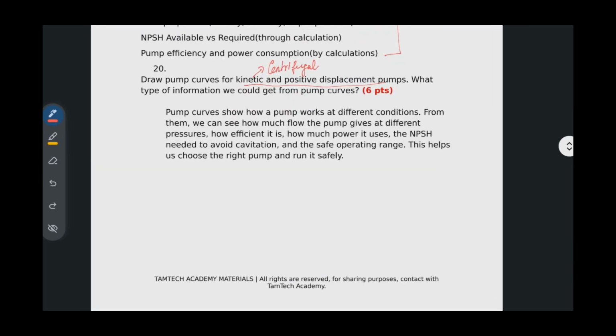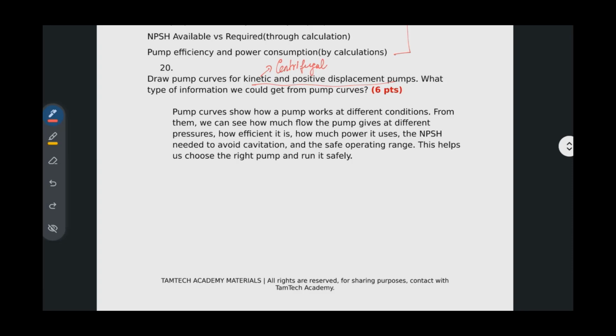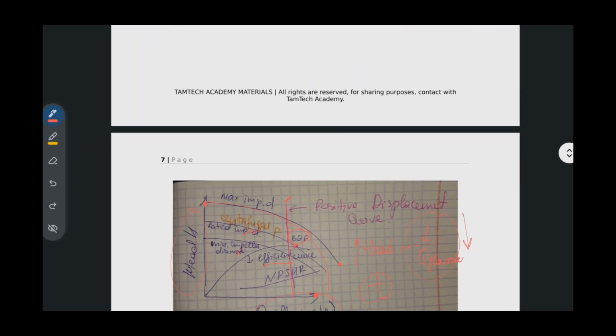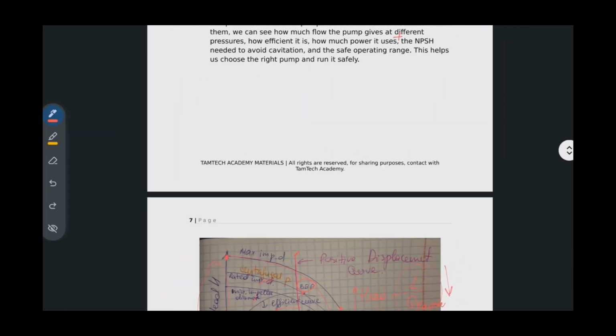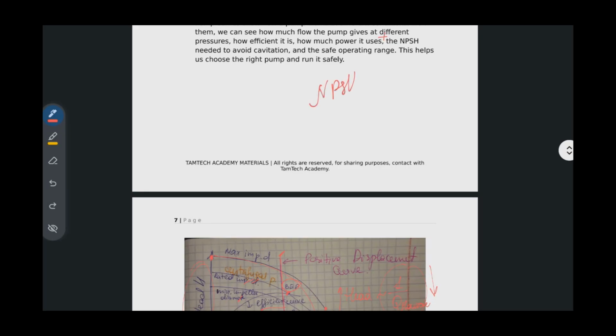Yes, that's right. Pump curves show how a pump works at different conditions. From them, we can see how much flow the pump gives at different pressures, how efficient it is, how much power it's using. By the way, these curves are very important during the design phase, because even after the design, if we already have the pump and some change in the operating conditions, we need to recalculate our NPSH available, let's say. If it's changed, we still have this NPSHR, which is the required value provided by the manufacturer.